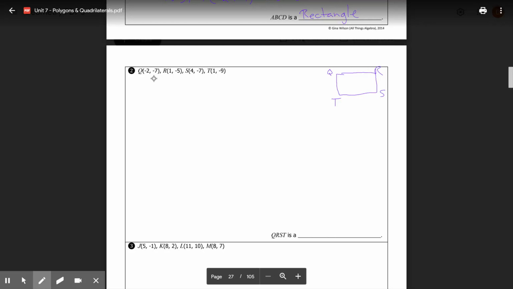So QR, we would have QR is the square root of -2 minus 1 plus -7 minus -5. So that equals -2 minus 1 is 3. 3 squared is 9. -7, if we add a +5, that's -2. And -2 squared is 4. So we would have 9 plus 4 under there. So that's the square root of 13.